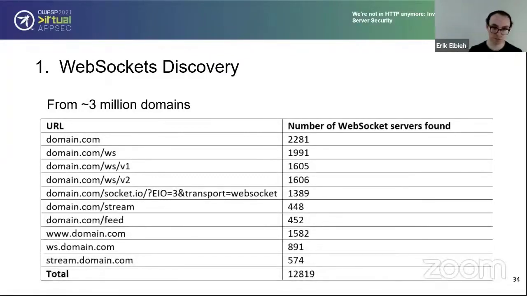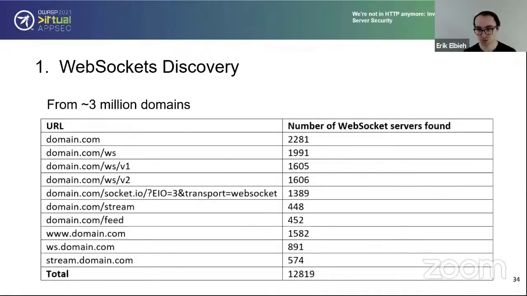So finally, I'd like to present the first large-scale data set of WebSocket endpoint discovery. And this table demonstrates the word list used to attempt to find the WebSocket endpoints. As you can see, the numbers speak for themselves where the most likely locations are. It does appear that just the homepage of a website, without any additional path, is actually the most likely location to find a WebSocket, followed by the /WS path.